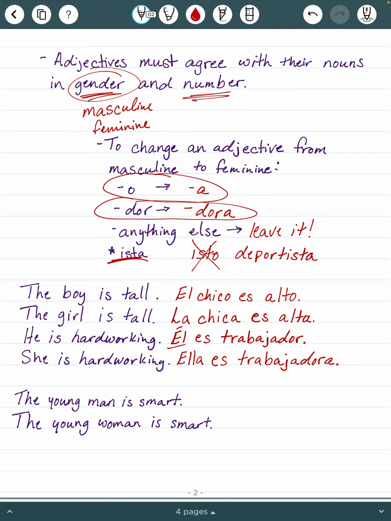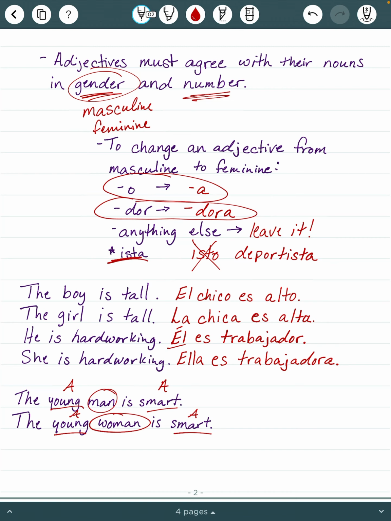All right, I've got a couple of tricky ones for us. The young man is smart. So the young man, we actually have two adjectives here, young and smart. And then man is our noun. Now, that noun is the boss of the sentence. Everything has to agree with it. The young woman is smart. Same thing. We have young and smart as our two adjectives. And now our noun is woman. So everything has to agree with those nouns.